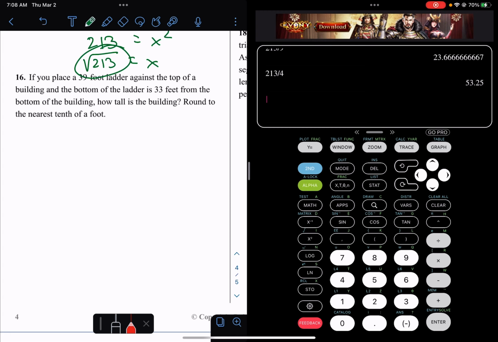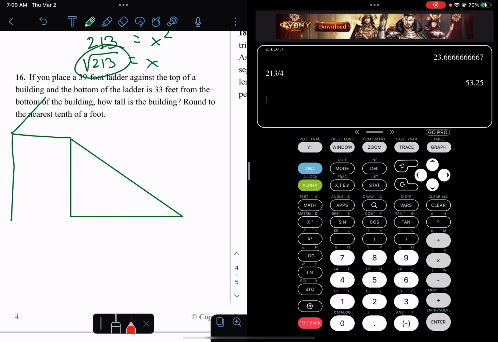So now, whenever you have a word problem, you want to draw a picture. Don't just do it all in your head. Draw a picture for it. So here we can go ahead. It says we have a ladder against the top of a building, and the bottom of the ladder is 33 feet from the bottom of the building. So the ladder is 39 feet. If this is our ladder here, we can put a 39 there. And then the bottom of the ladder is 33 feet from the base of the building.